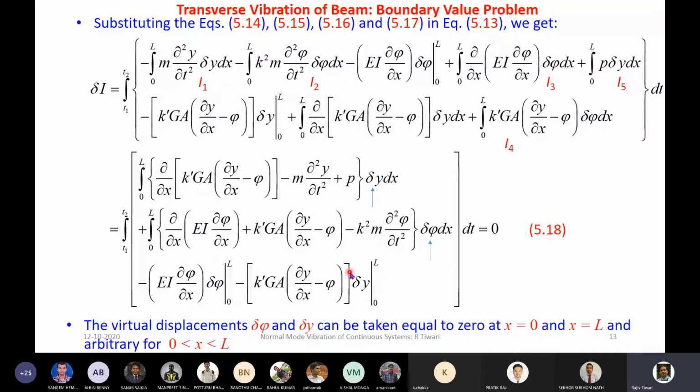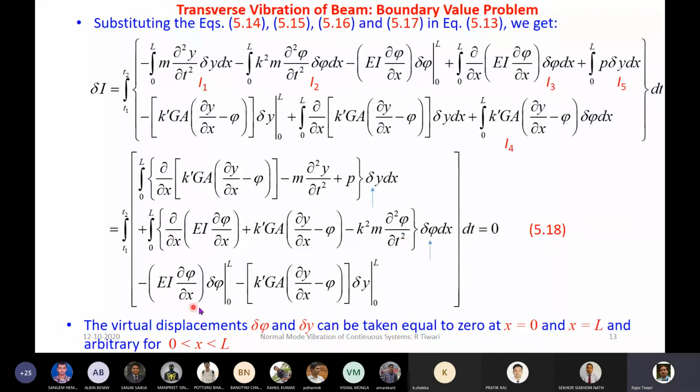Now, because these variations delta y and delta phi are arbitrary variations we are giving within the time t1 and t2, they cannot be zero. And y and phi are two independent generalized coordinates, so they can be chosen independent of each other. So to satisfy this equation, the term within this bracket or spiral bracket, we need to equate independently equal to 0. This term equal to 0 and this term equal to 0. We'll get the two equations from this.